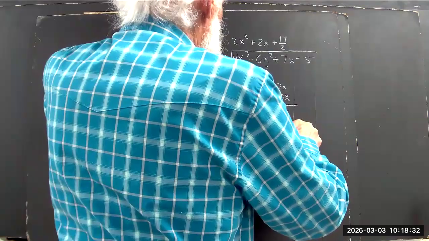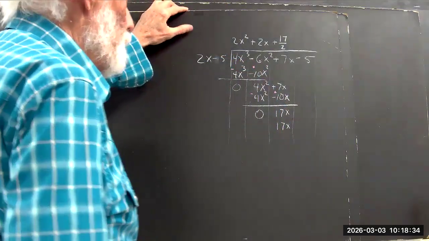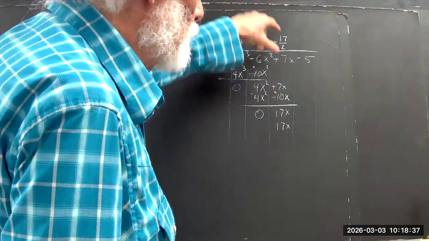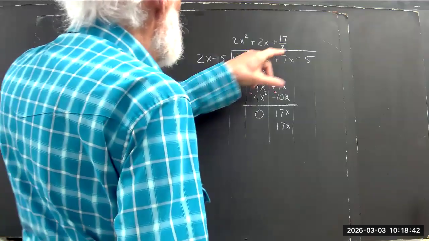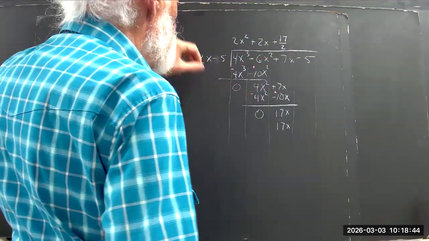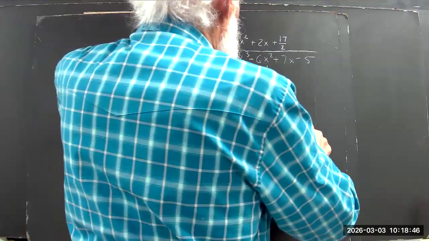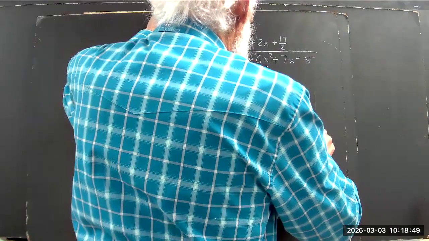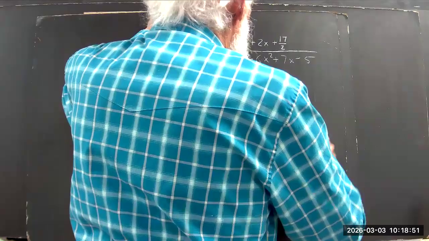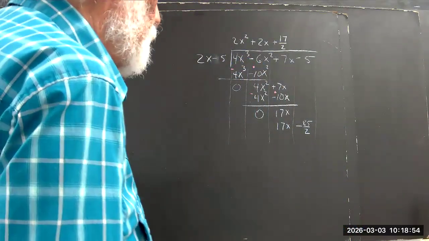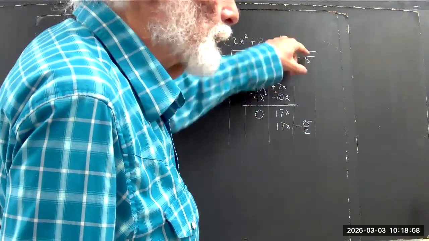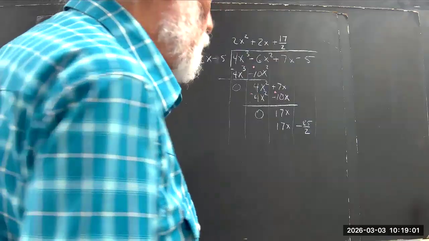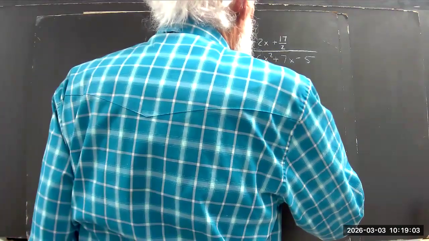And I write that under 17x in the column for the x's. Then I multiply 17 halves by negative 5, and that gives me negative 85 halves. Now, that negative 85 halves is underneath the negative 5, so it's going to be subtracted from the negative 5. I'm going to put the negative 5 right here above the negative 85 halves.